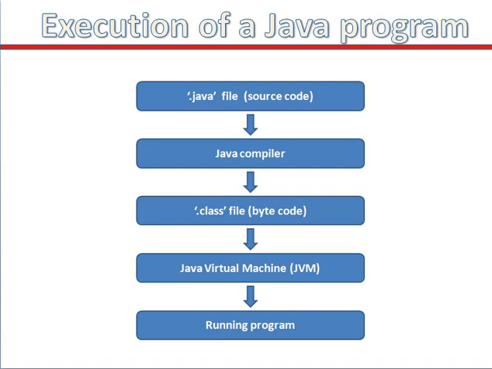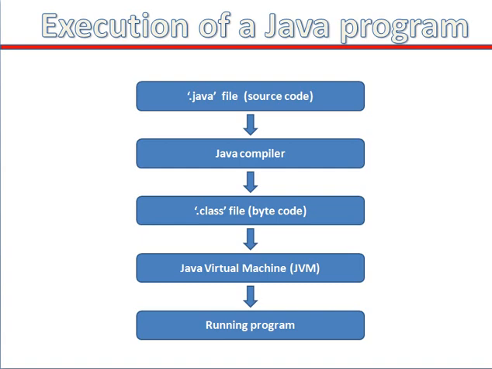So first a .java file goes through the Java compiler. The Java compiler converts that .java file into .class file. And remember, the class which is present in the .java file, the name of that class will be also the name of the .class file.